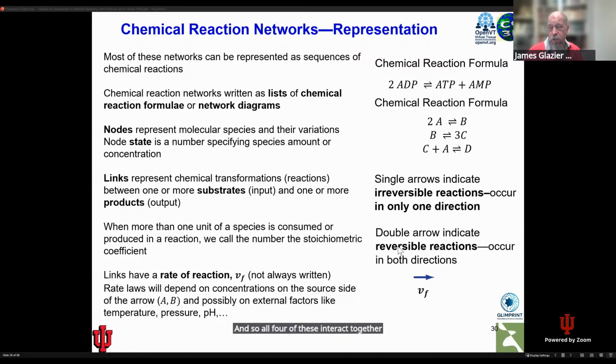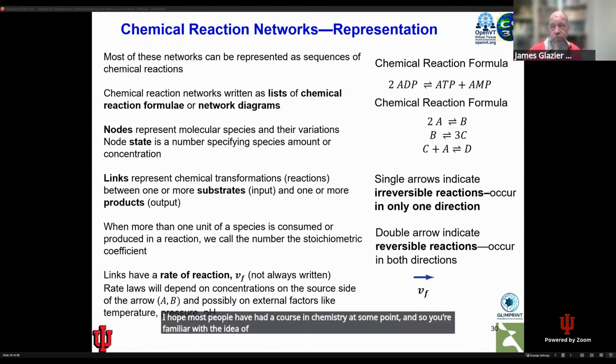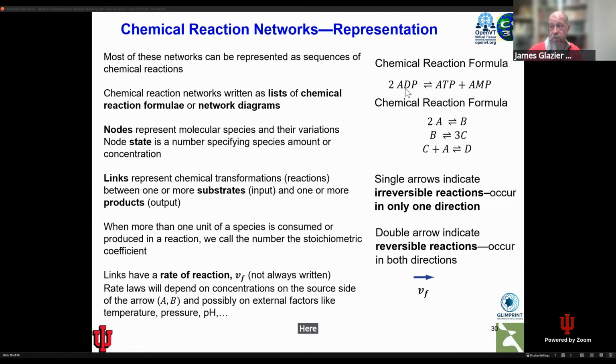Let's start now just talking about chemical reactions. These are going to be the simplest concept that we can represent. I hope most people have had a course in chemistry at some point, and so you're familiar with the idea of a chemical reaction. Here I have 2 molecules of ADP going to 1 molecule of ATP and 1 molecule of AMP. So this is basically a phosphorylation dephosphorylation reaction.